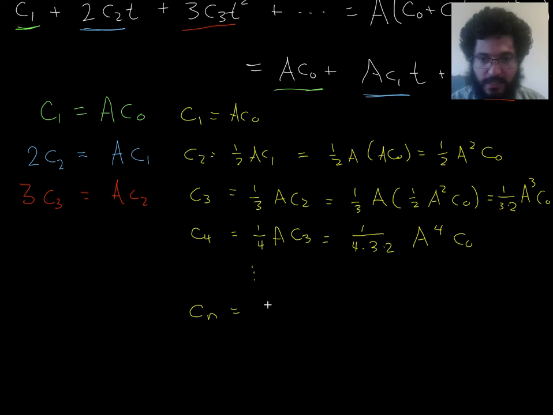cn will be 1 over, and then in the denominator I'll have n times n minus 1 times n minus 2, etc., all the way down to 2. This is called n factorial. And a to the nth power, c0.